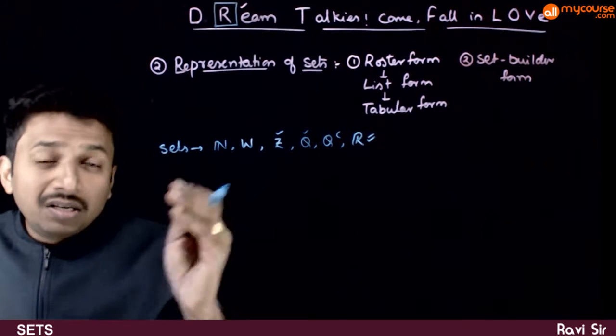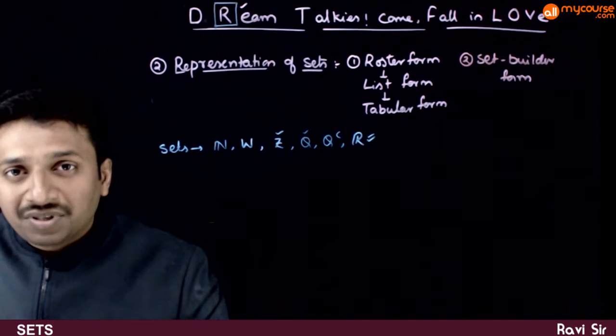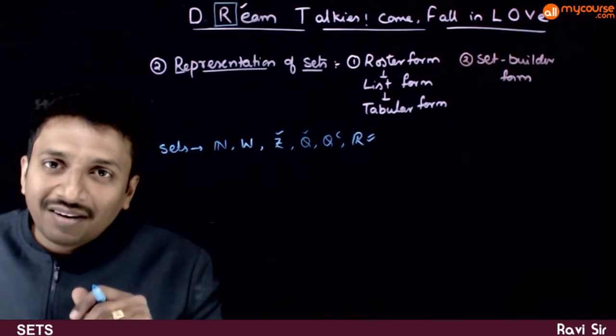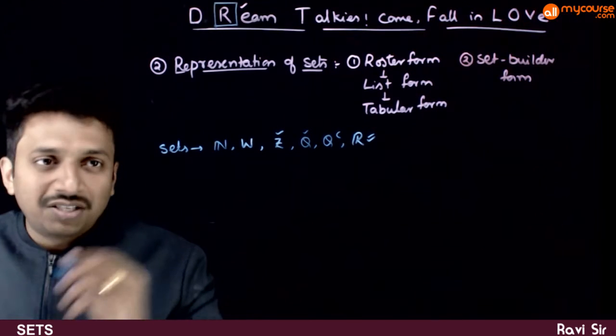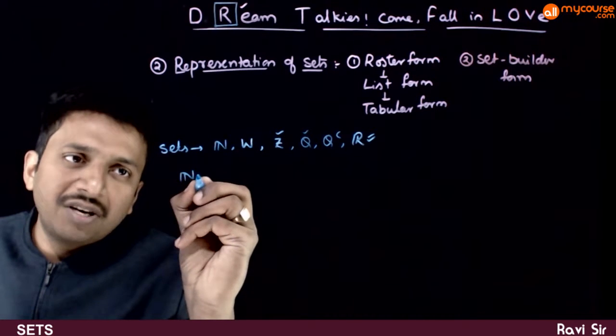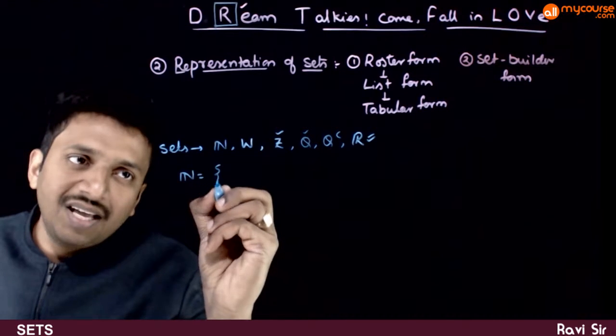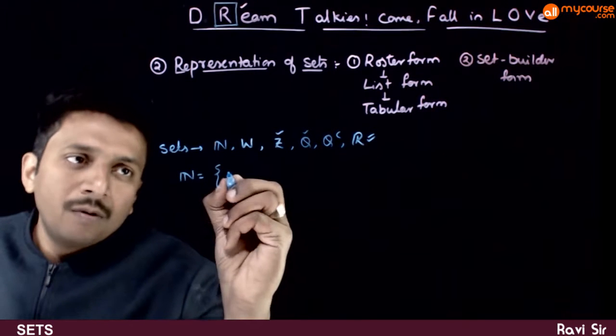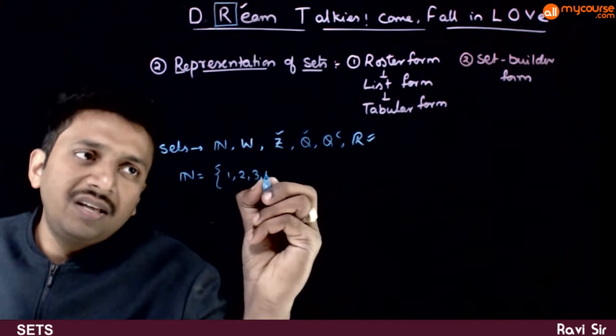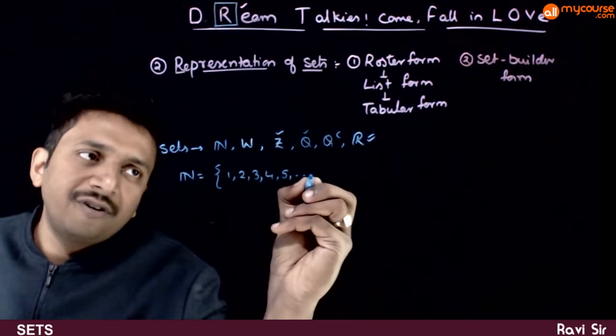Now, how can we represent these natural numbers? You know what natural numbers are. So how can you write the set of natural numbers? The set of natural numbers can be written as, in a flower bracket, 1, 2, 3, 4, 5, and so on.